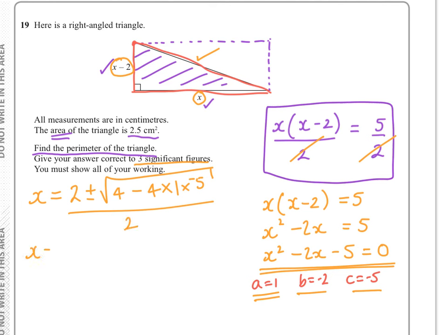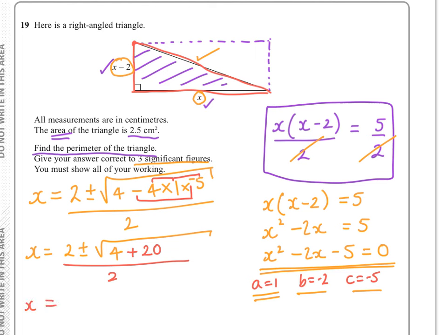So that gives us 2 plus or minus the square root of 4. Now, be careful, we've got a minus times a minus at some point, so that's a plus. And then 4 times 1 times 5 is 20, all over 2. Now, of course, you've got a calculator, so before we look at that, I just want to do a little bit more with this and then show you how I'm going to use my calculator.